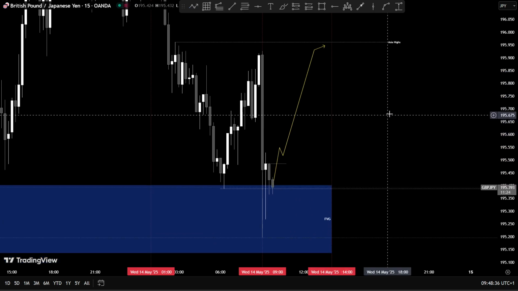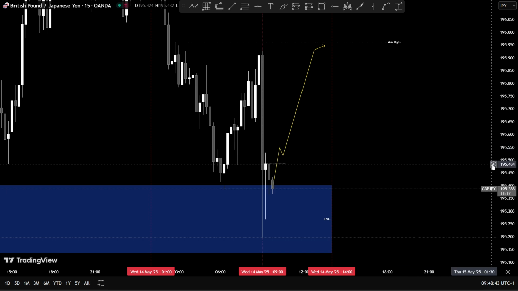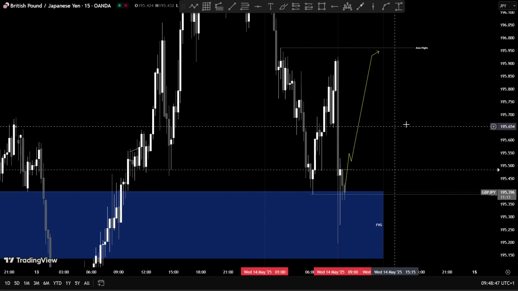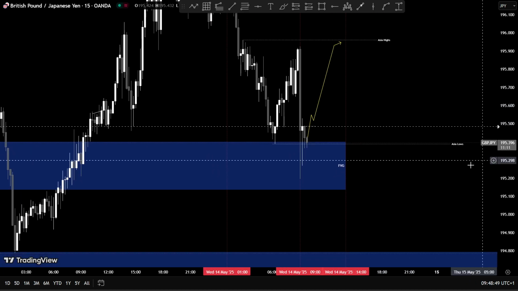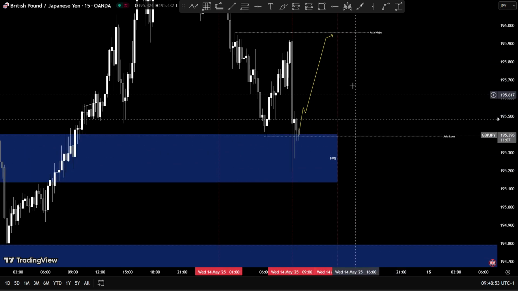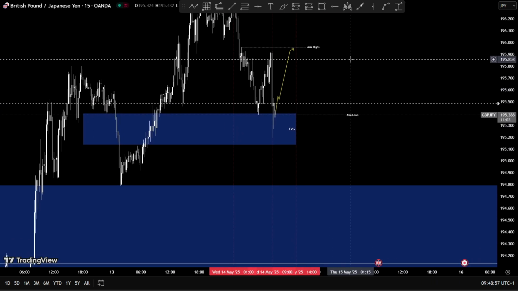So that's it for my daily buys for the day. I'll wait for my setup. I will set up my alarms right now. If we break the structure to the upside, I will be looking to take longs. If not, I'll wait for New York session and readapt to what London session has given me, and we'll see if we end up the daily bullish or bearish.